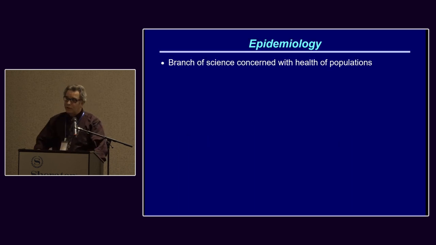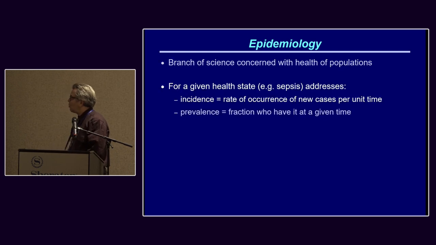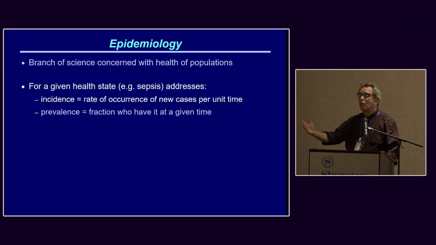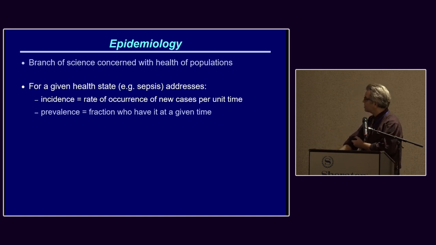So epidemiology is about the health in populations. It addresses a number of things. It addresses incidence, which is what I'm going to be talking about most today, which is the rate of occurrence of new cases of a disorder per unit time. So for sepsis, the number of new sepsis cases in a year, for instance. Prevalence is the fraction who have it at a given time. This is really mostly relevant for people with chronic diseases, since sepsis isn't really a chronic disease. It has chronic sequelae, but it itself is not chronic. Prevalence and incidence are pretty much the same thing for sepsis.